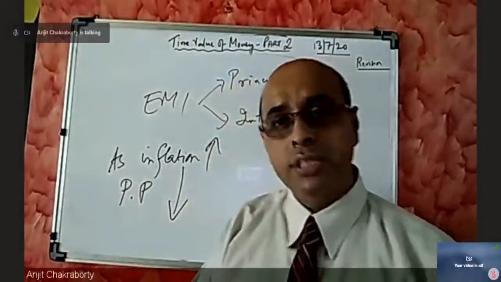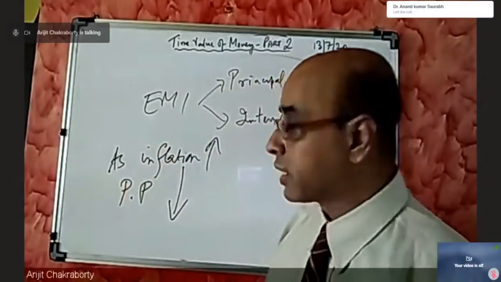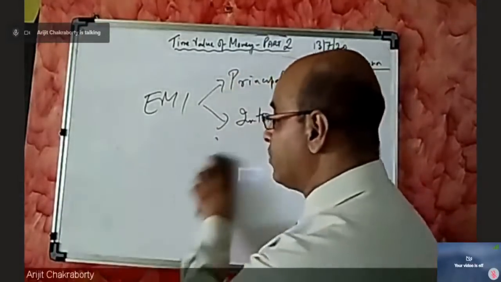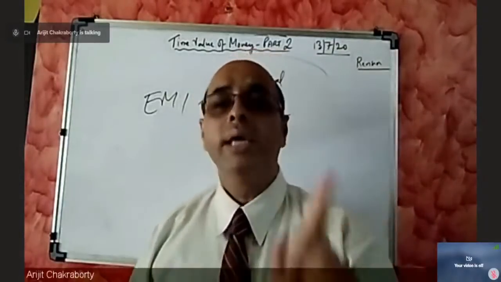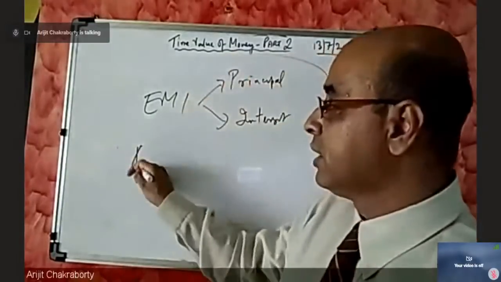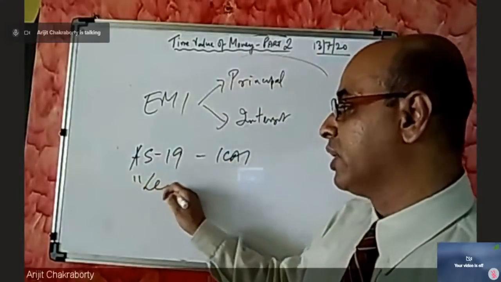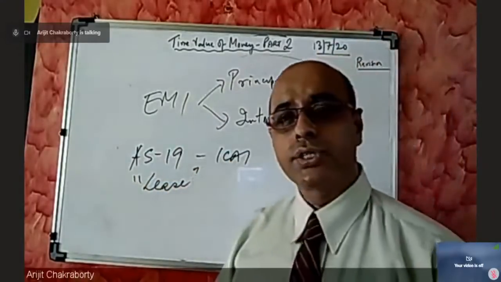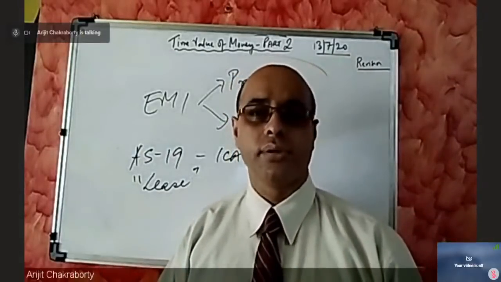Please also remember that when we talk of lease, there is a very important accounting standard. When we talk of rent, is there any accounting standard on rent? No. Is there any accounting standard on lease? Yes. Accounting Standard 19, issued by ICAI, deals with lease. So it talks about the accounting treatment of leasing transactions.